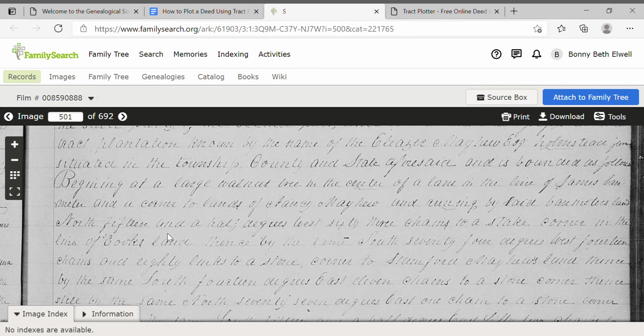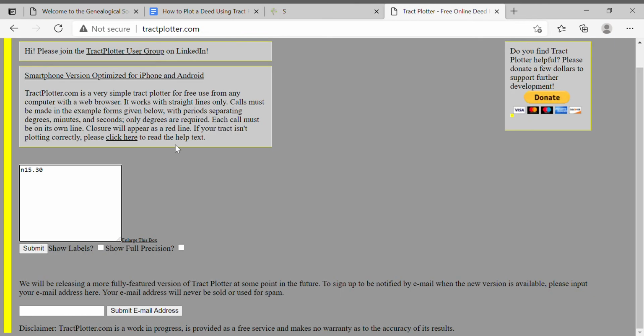The next item we're going to add, now that we have the direction and the degrees, we need the bearing, west. So it says north 15.5 degrees west. So we're going to go back to Tract Plotter and enter in W for west. And that's our first line, our first call, that is. Okay, we're going to hit enter to go to the next line.